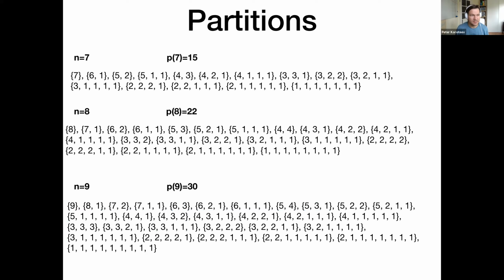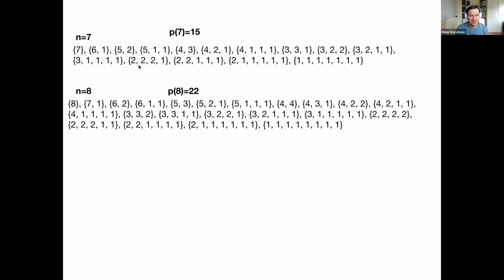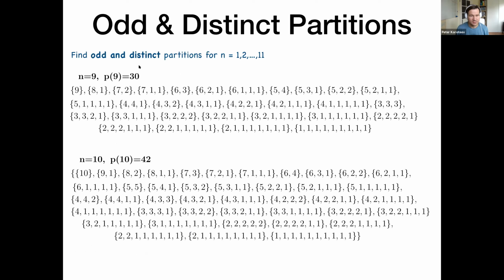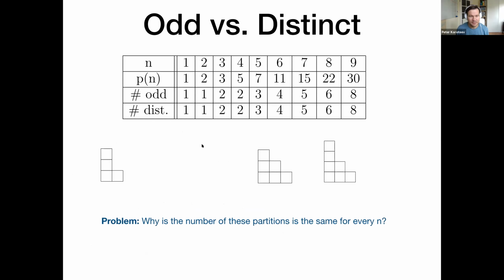So our task will be to explain it. I think you got the idea, so we don't need to repeat this exercise anymore. Here's the table so far: P of n versus number of odd partitions versus number of distinct partitions. Clearly these last two rows grow slower than the number of partitions itself, because there are much fewer distinct partitions or odd partitions.